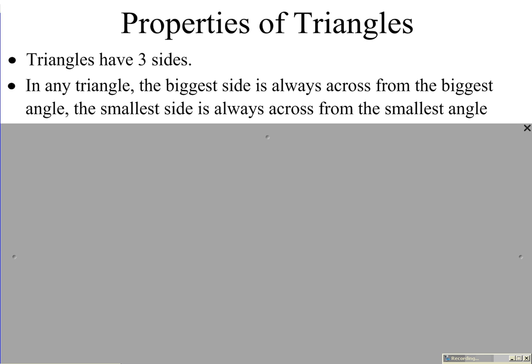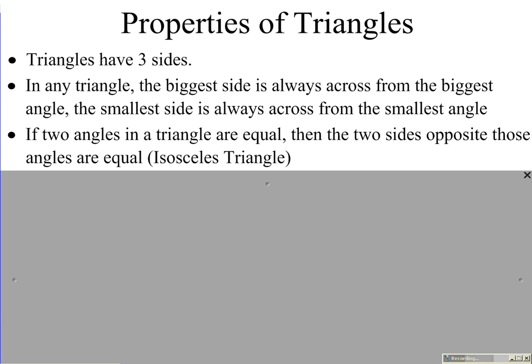In any triangle, the biggest side is always across from the biggest angle. The smallest side is always across from the smallest angle. The side length, obviously, in between the biggest and smallest is across from the angle that's in between the biggest and the smallest. That's a very, very important property of triangles that you need to remember for a lot of things that you do when you work with triangles.